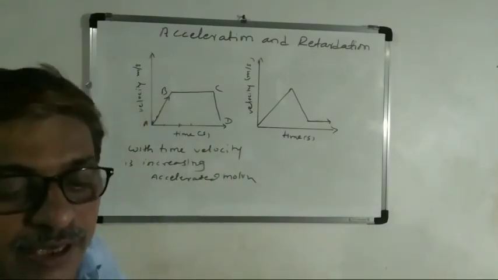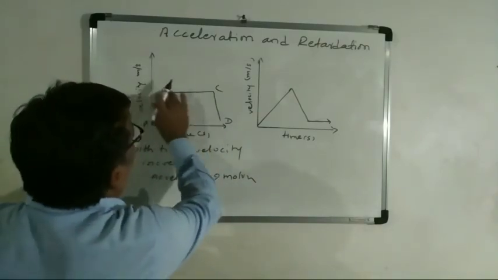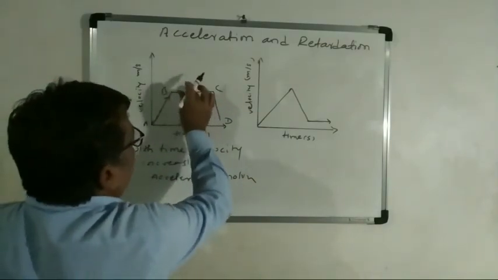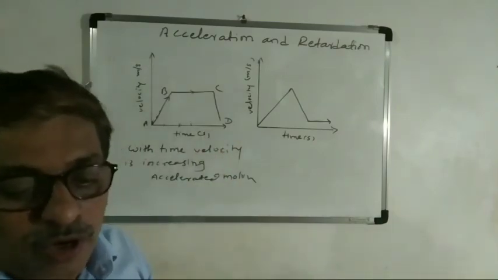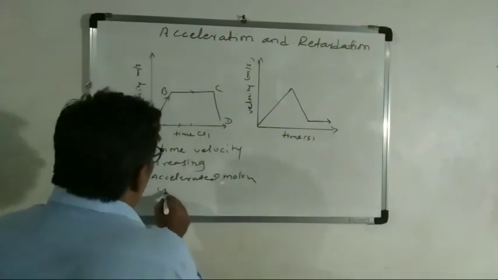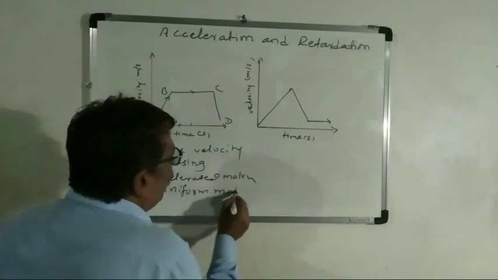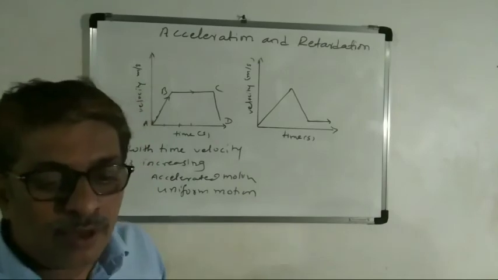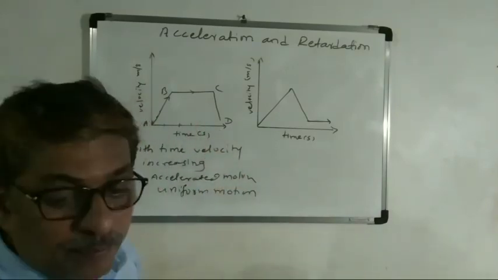Now, time is increasing, velocity is constant. See, time increasing, here velocity is constant only. No change in velocity. Such a motion is called uniform motion, with respect to time.